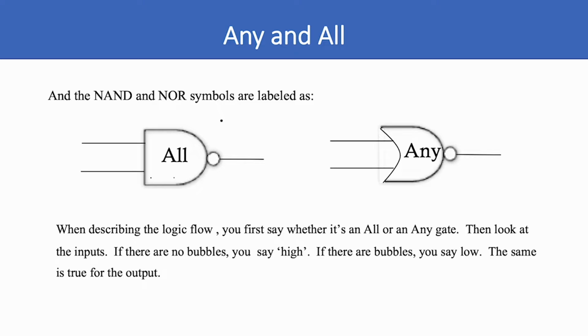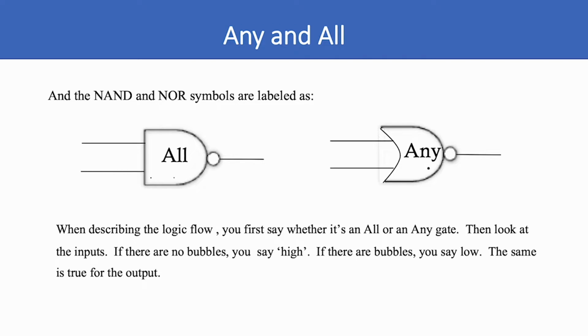Well, the way we read it is, first of all, we say the name of the gate, which is ALL, and then we look at the inputs. If there's no zeros or no bubbles on the inputs, we say high. And then we say it gives a, and then we look at the output, and if there's a bubble, we say low. If there's no bubble, we say high. So for this ALL gate, we say all inputs high, because there's no bubbles, give a low, because there's an output bubble.